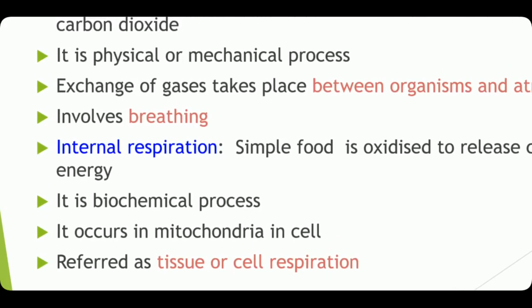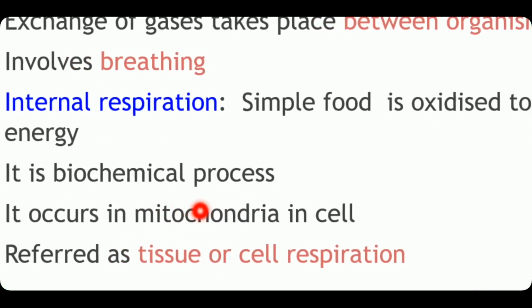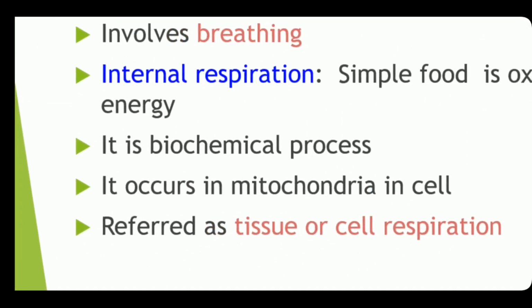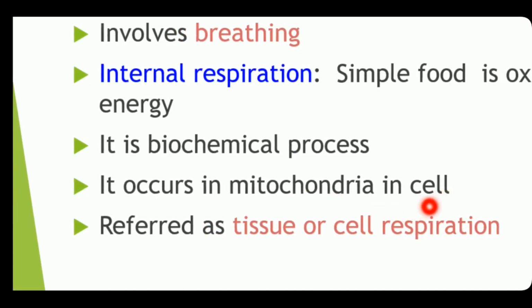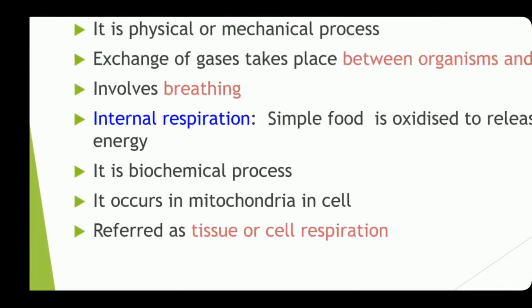All of them are catalyzed by specific enzymes, and it occurs in mitochondria. So such respiration occurs in mitochondria. Do you know where this mitochondria is present? You have read in the first chapter where it is present. It is present in the cytoplasm of the cell. Because it is there in the cell, it is also called tissue or cell respiration. Got it?